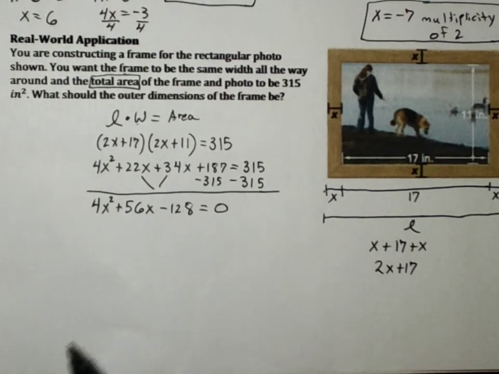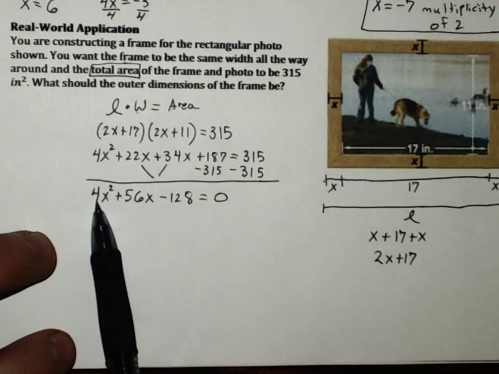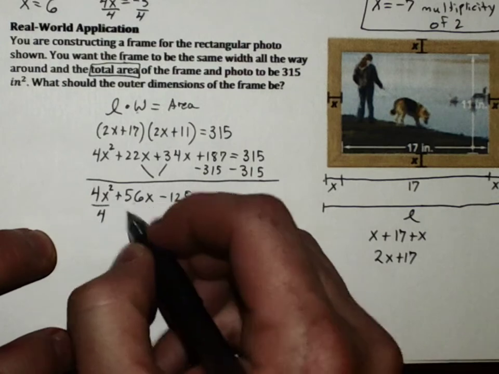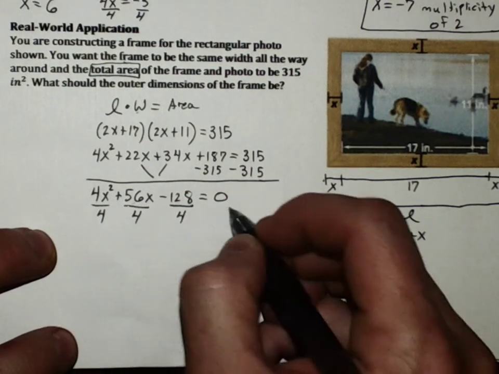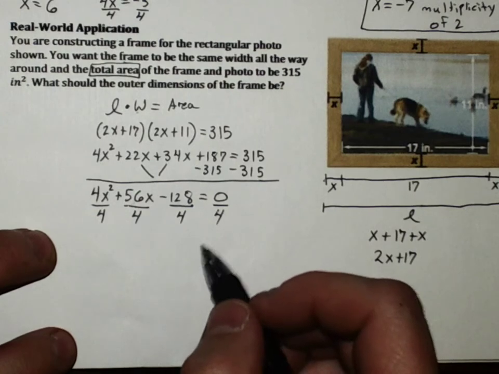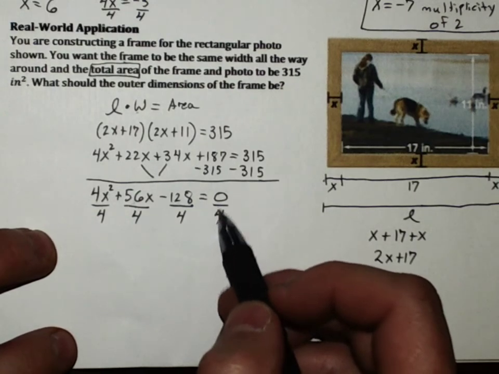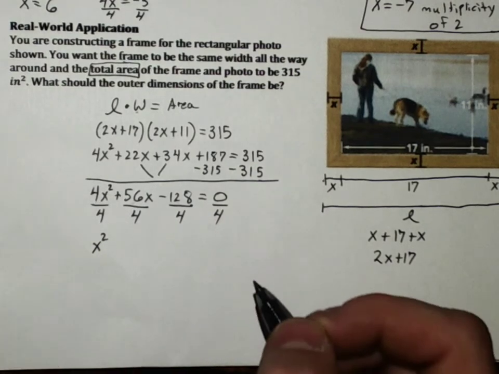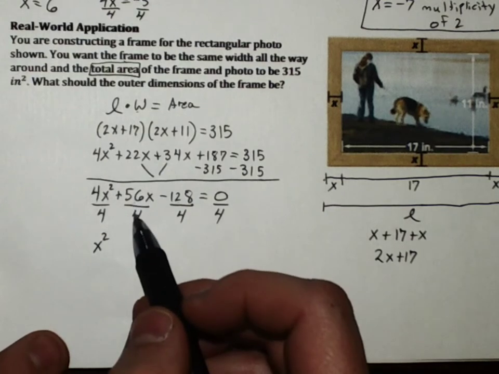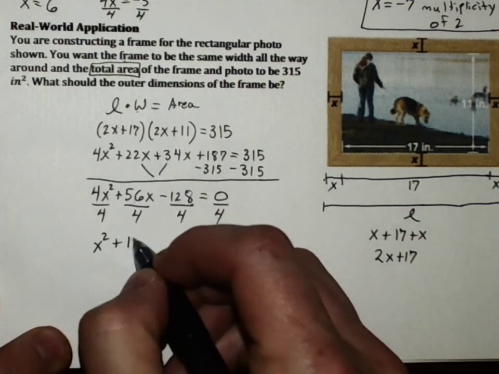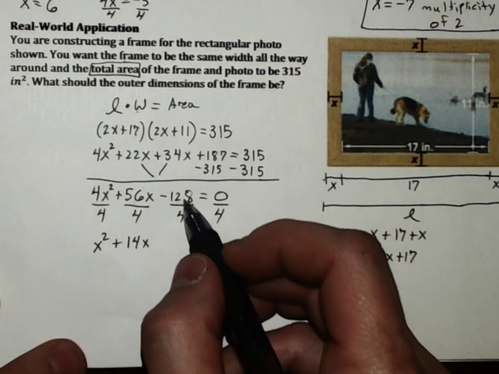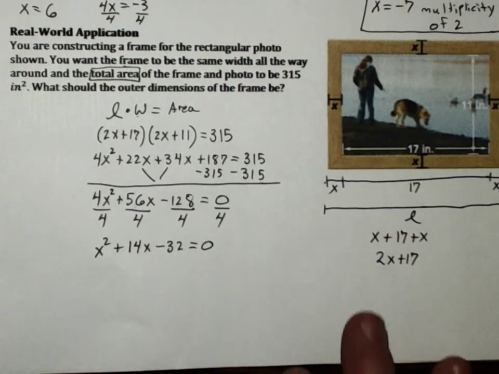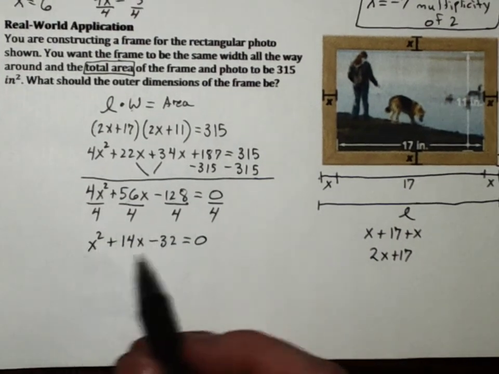is there a greatest common factor already? Does 4 divide into these 3? And actually, it does. I can divide all my terms by 4. And technically, you have to divide this by 4, although you just get 0. 4 divided by 4 is 1, so I get just x squared. 56 divided by 4 is 14. And negative 128 divided by 4 is negative 32. And 0 divided by 4 is 0. Now, this is a much easier question.